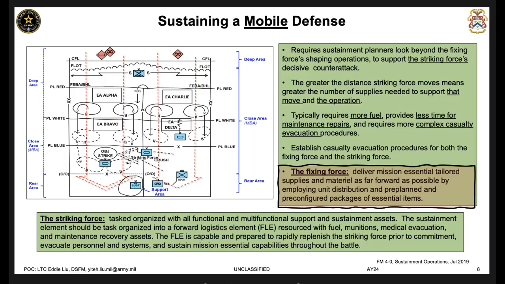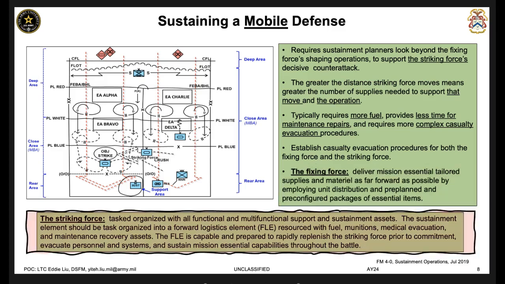Distribution efforts should include pre-planned packages of essential items. The striking force should be task organized with necessary support and sustainment assets, including fuel, munitions, and medical resources. The formation of a forward logistics element enables the rapid replenishment of supplies needed to maintain the striking force's mission-essential capabilities.